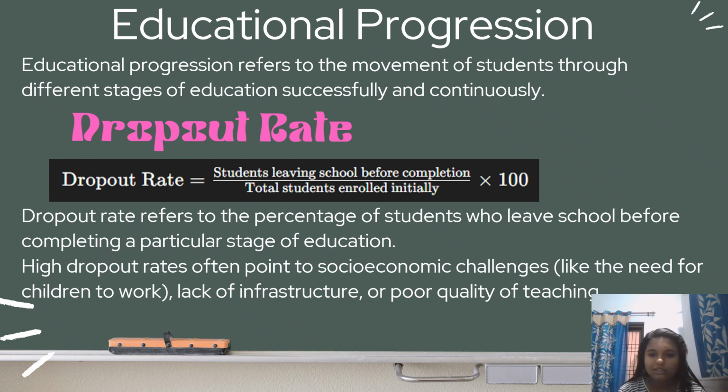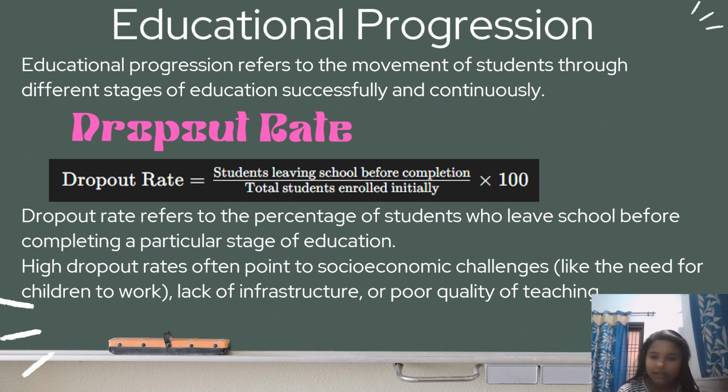In our school days, we have already heard about dropouts. How do we calculate the dropout rate? It also has an equation, like GER and NER. The equation of dropout rate is equal to students leaving school before completion divided by total students enrolled initially into 100. It should be in percentage form, so into 100 is mandatory. For example, in a school for first standard, 100 students enrolled.